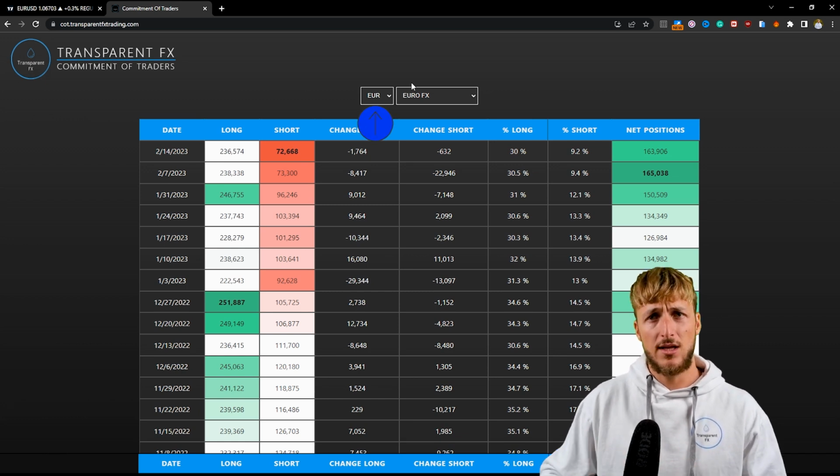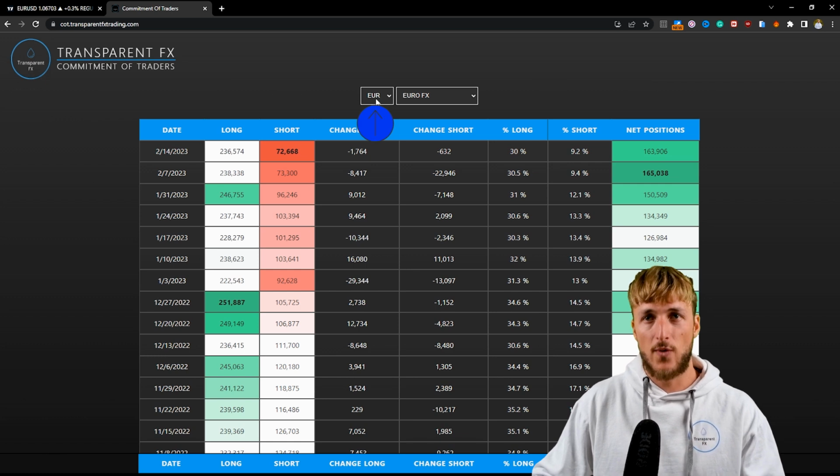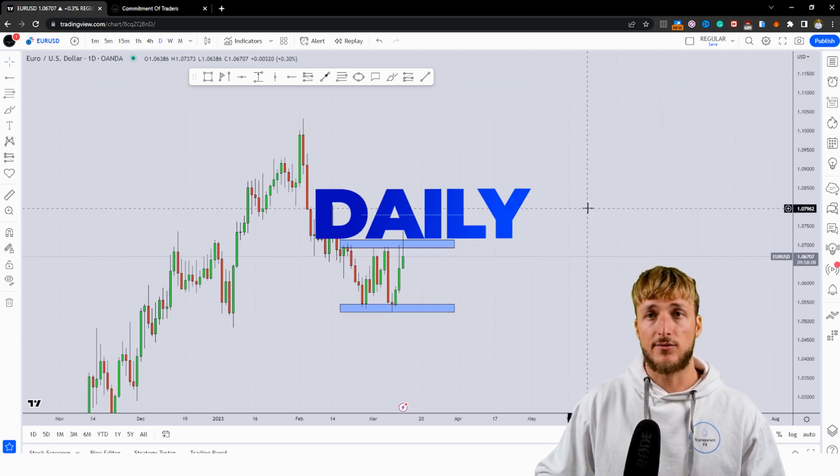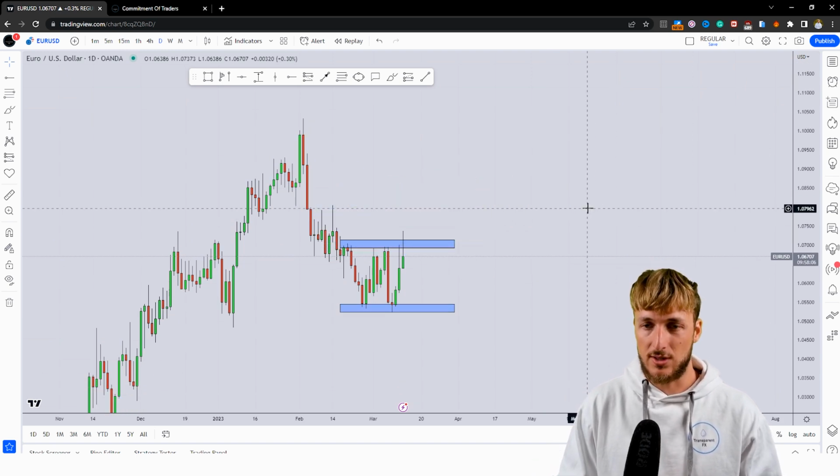So if you're looking for the euro, you're actually already looking at the data for EURUSD. So let's switch back on the daily time frame to see what kind of structure we currently have, and let's proceed with our analysis.